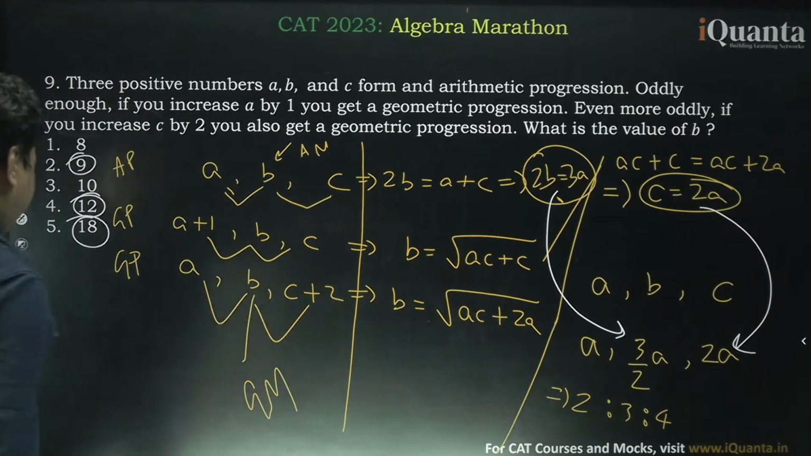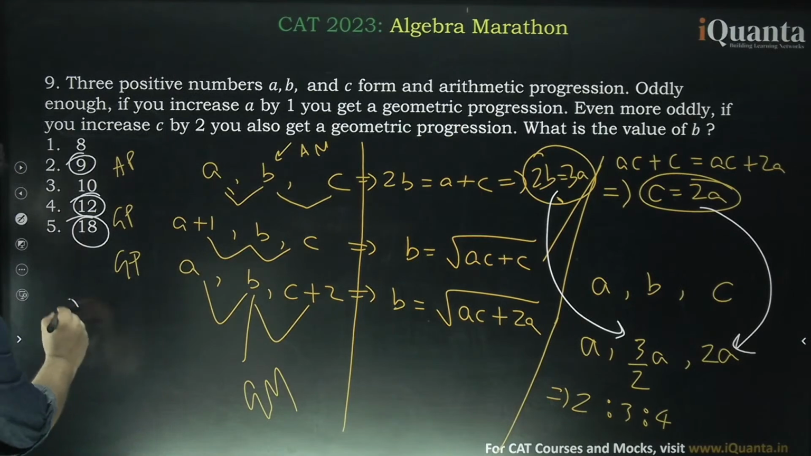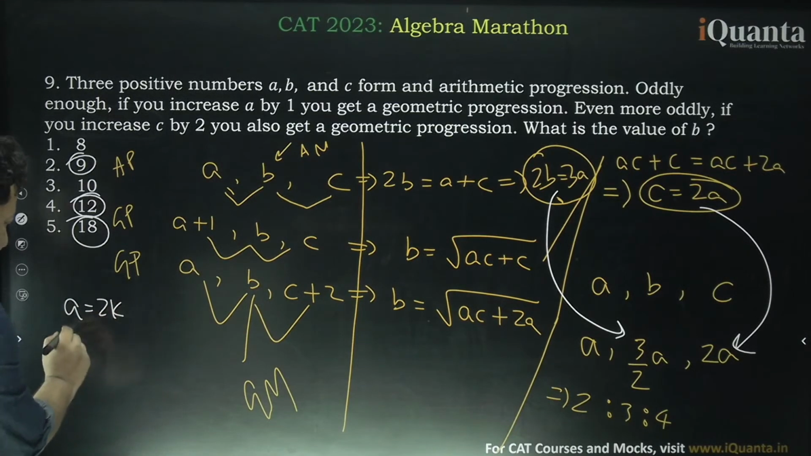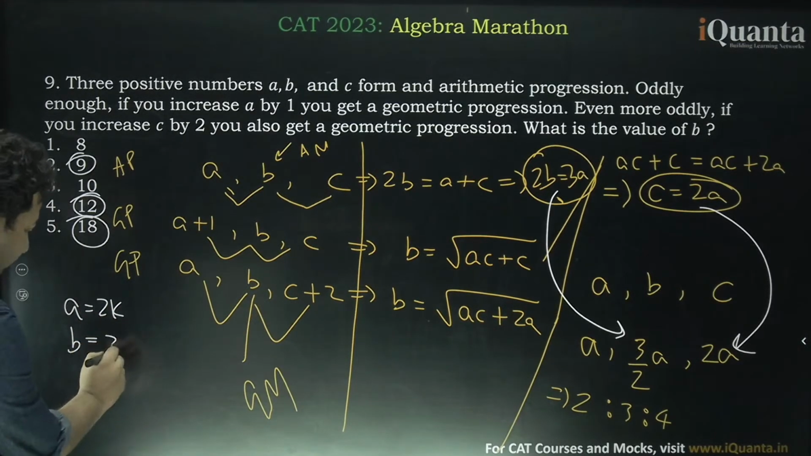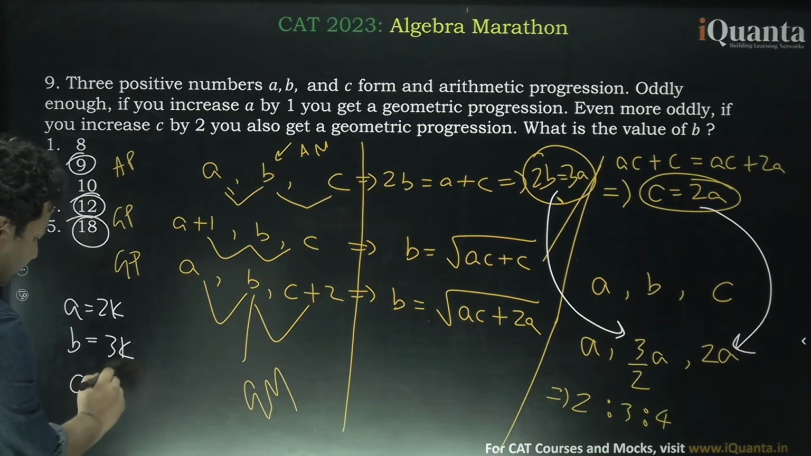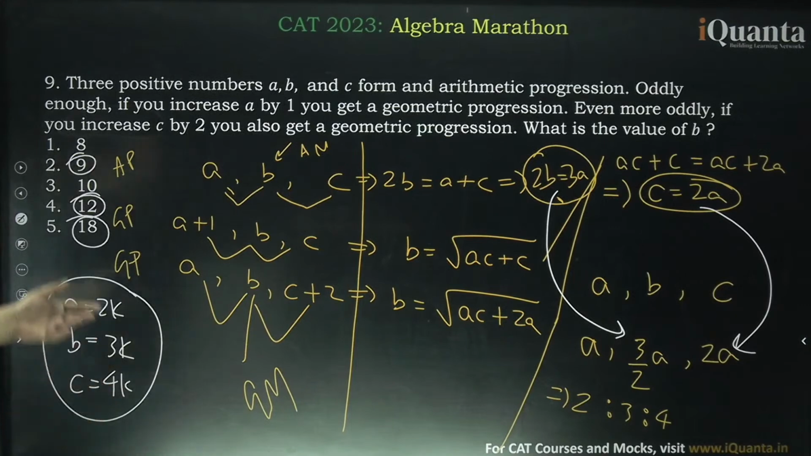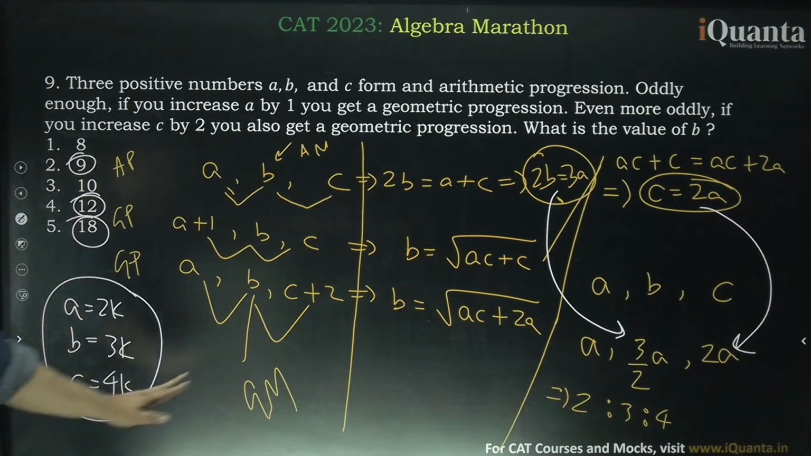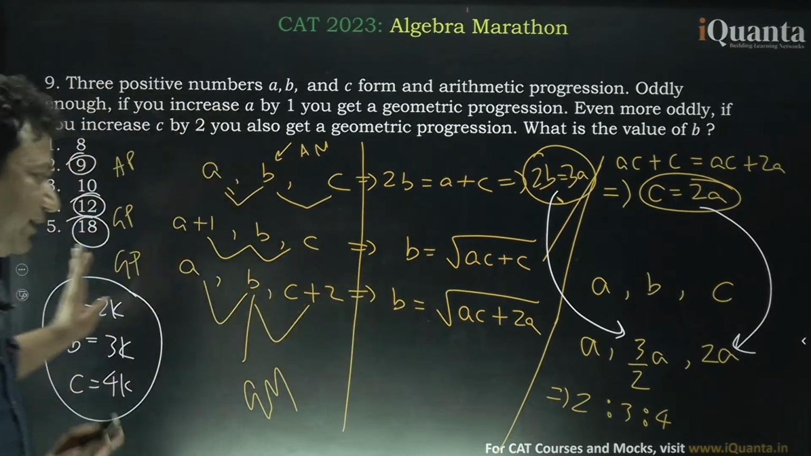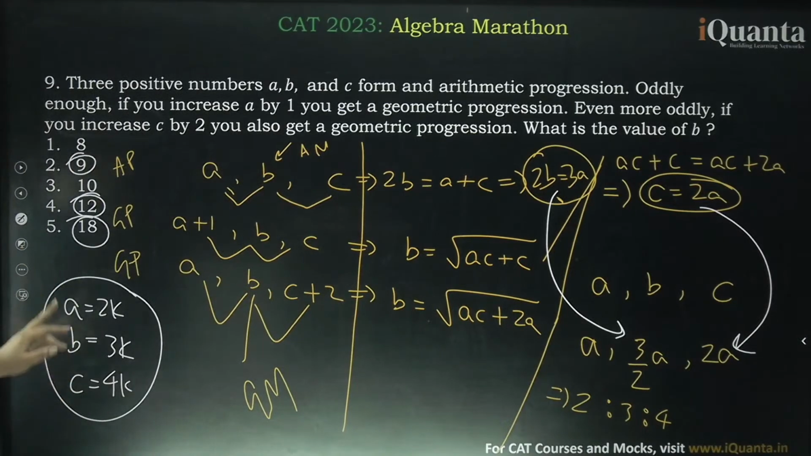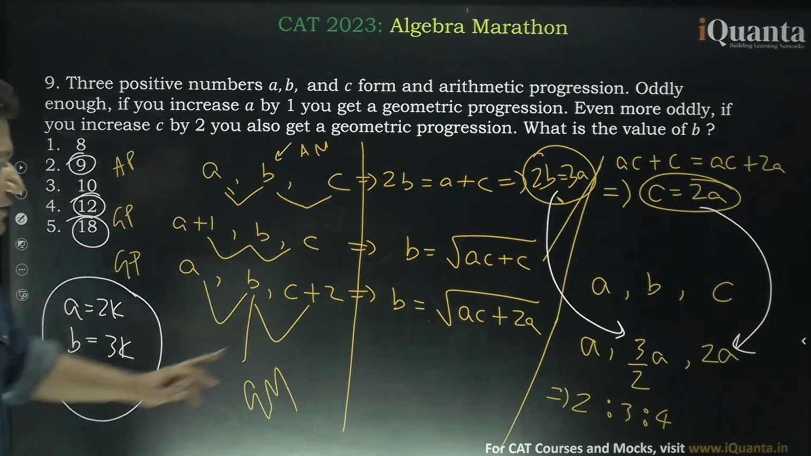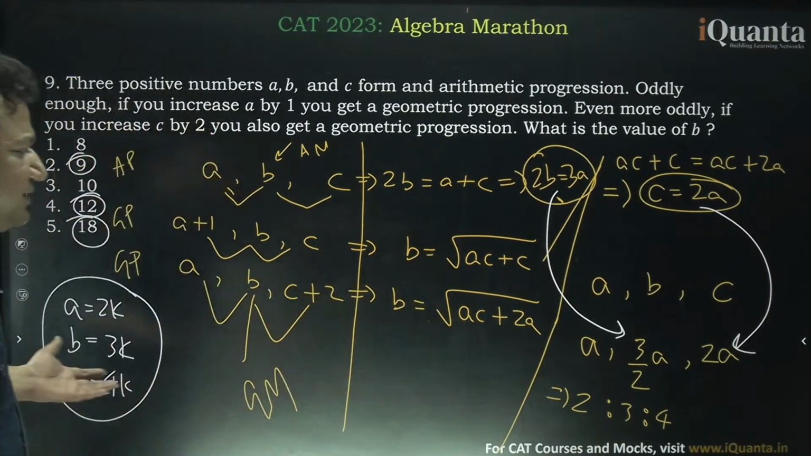When the ratio is 2 is to 3 is to 4, I can write A is equal to 2K, B is equal to 3K, and C is equal to 4K. Now you can put this value anywhere you want to. Put this value here or here, you will get the answer. Okay, let's put in the values. I am putting these values in this or this, I'll be getting the same answer.